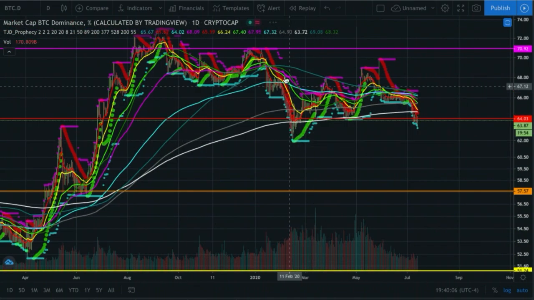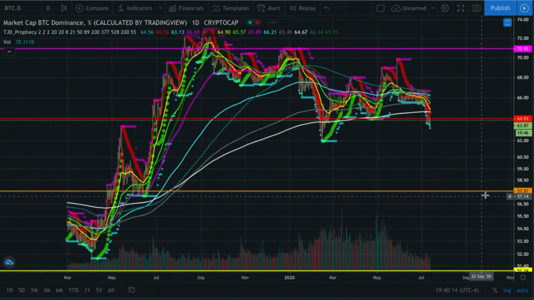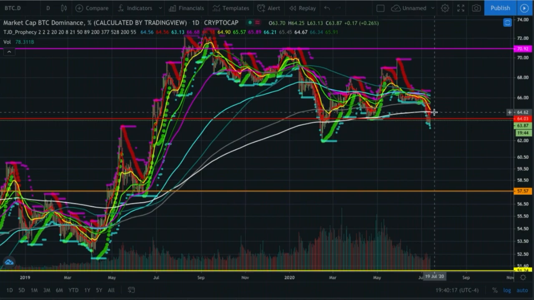We're basically at this support area, and if we break through the support area at like 64%, I would expect us to come down to this 57% range, which would be a massive altcoin rally. Now, the alternative would be, the altcoins have been rallying this whole time. And what I think is going to happen is we're going to find support right here. And then Bitcoin dominance is going to go back up as we rise back up into this area and retest some of these ranges inside the red to purple range.